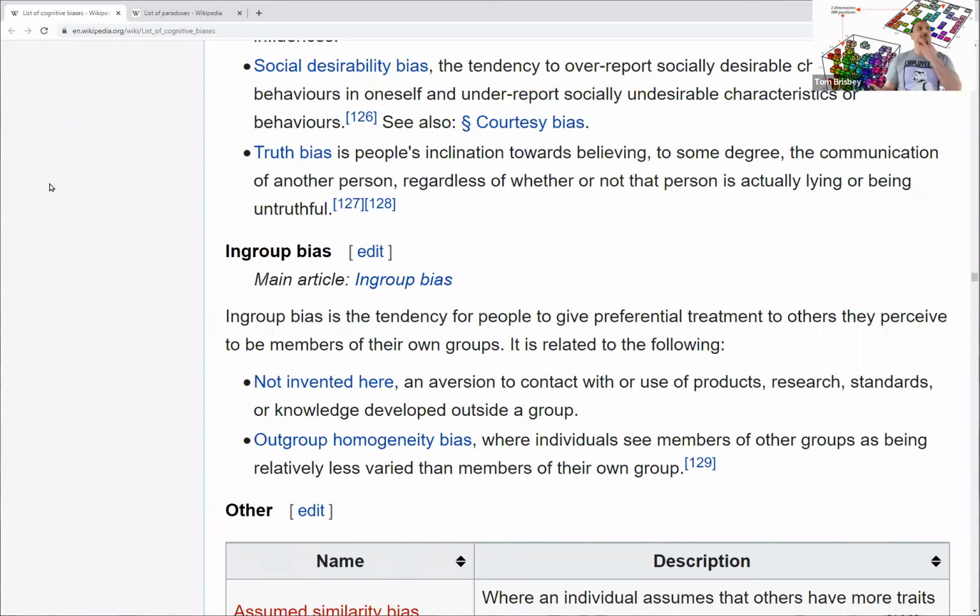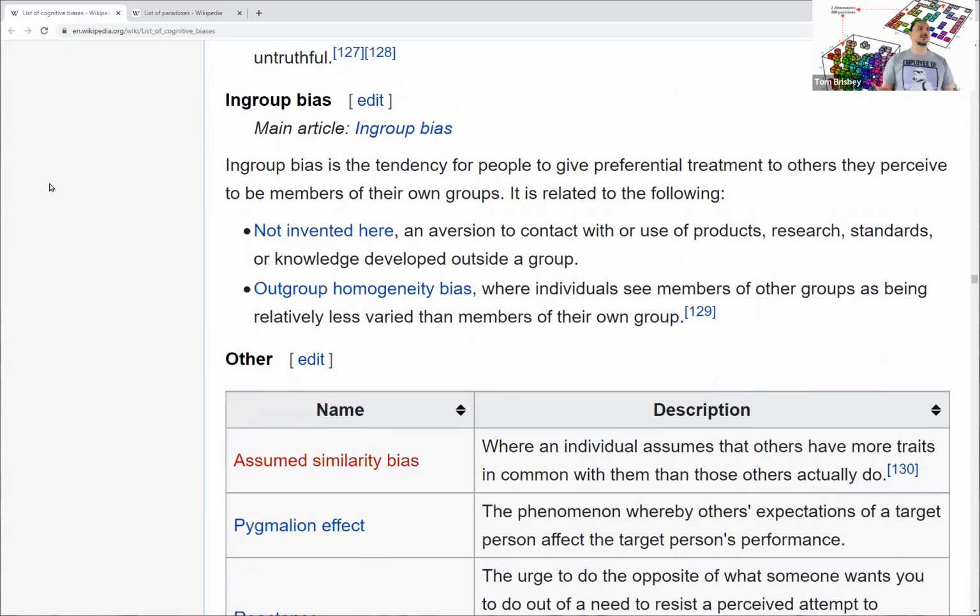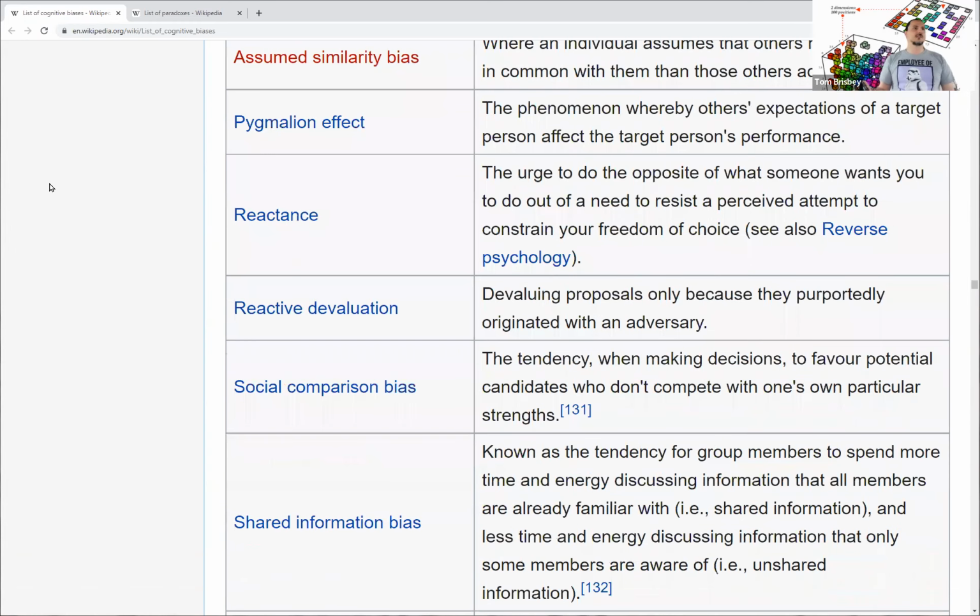Ignoring certain statistics because they point in certain directions, because they're unpopular, yeah. That's a big one. You see that all over the place.